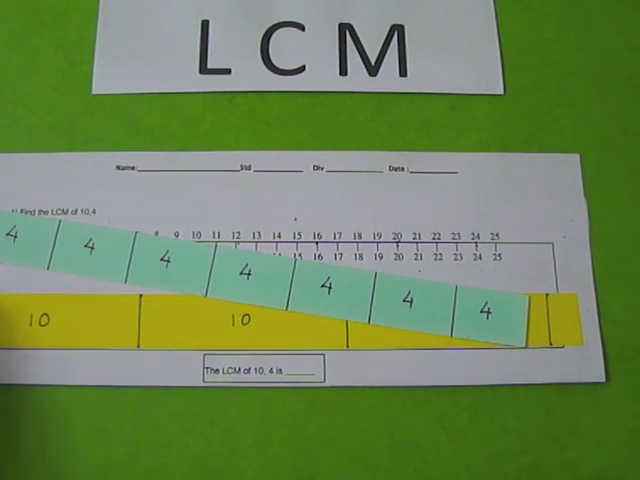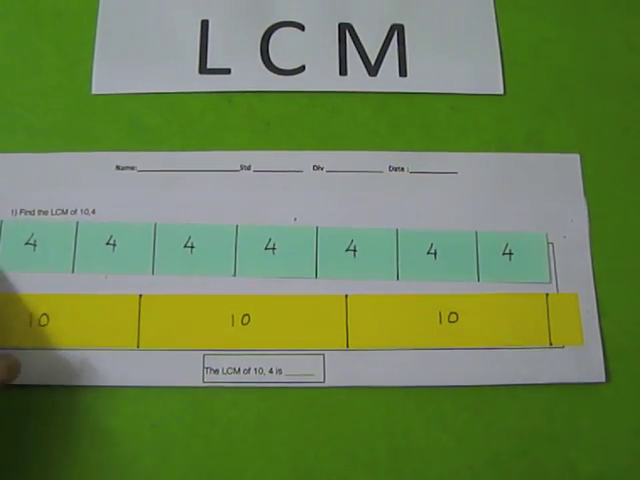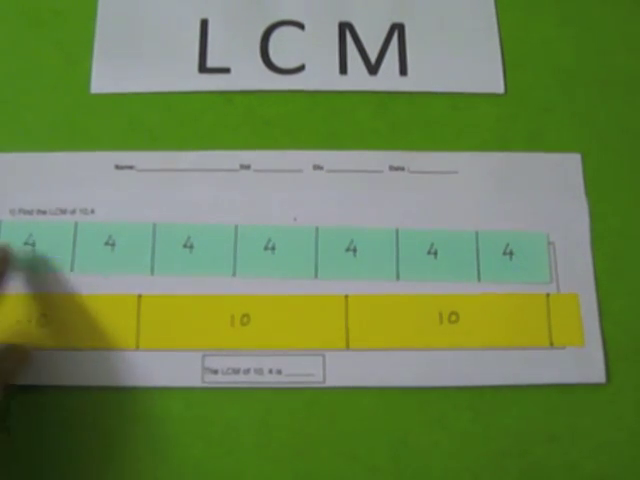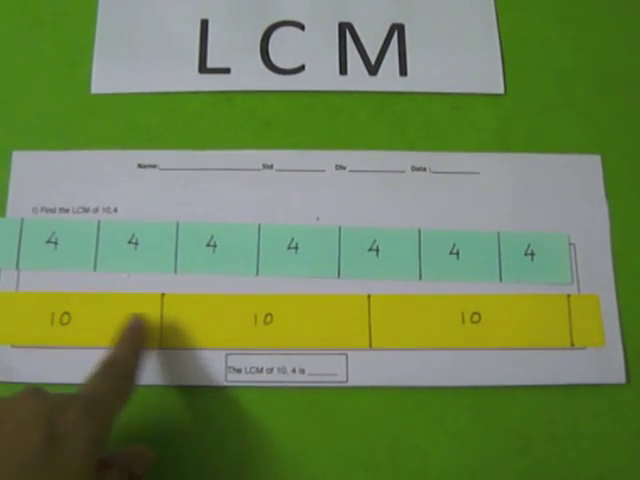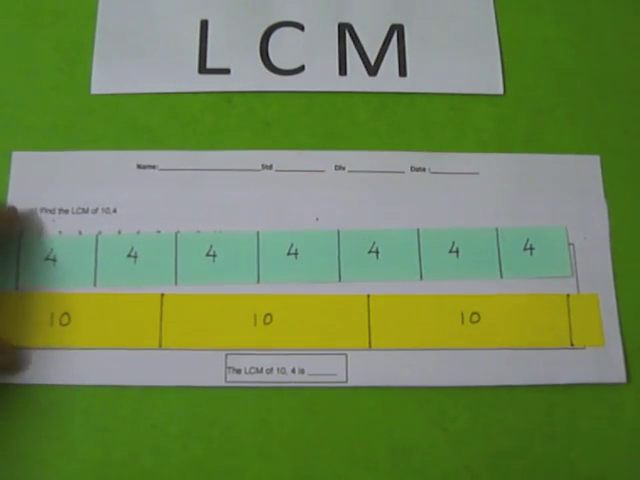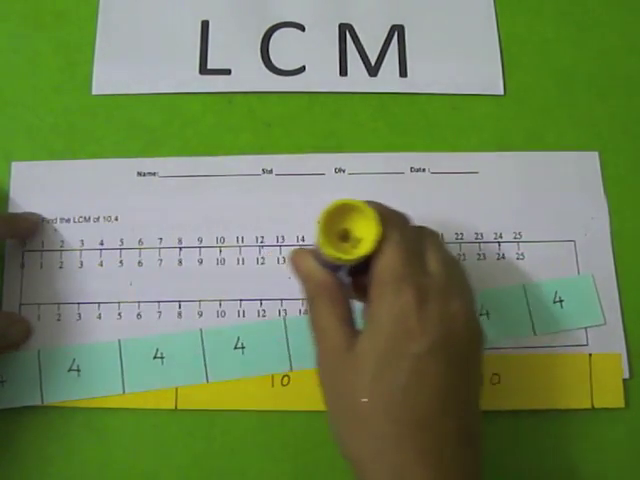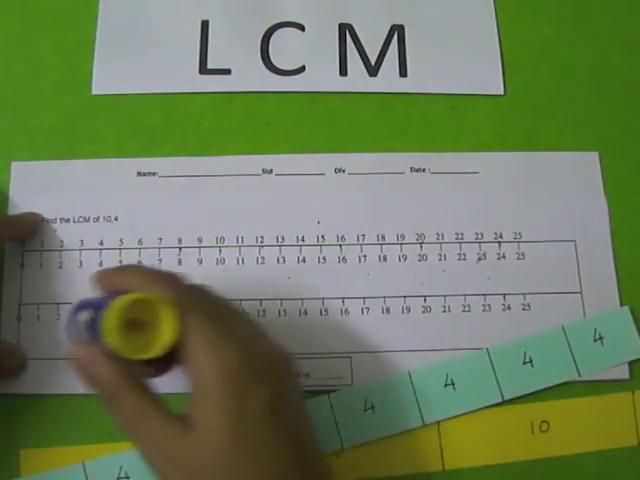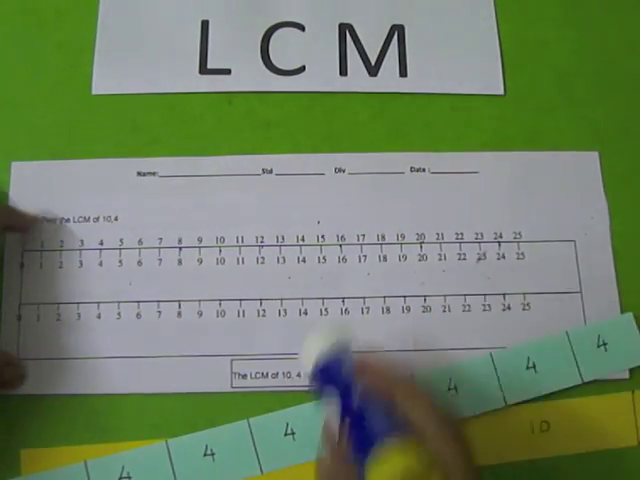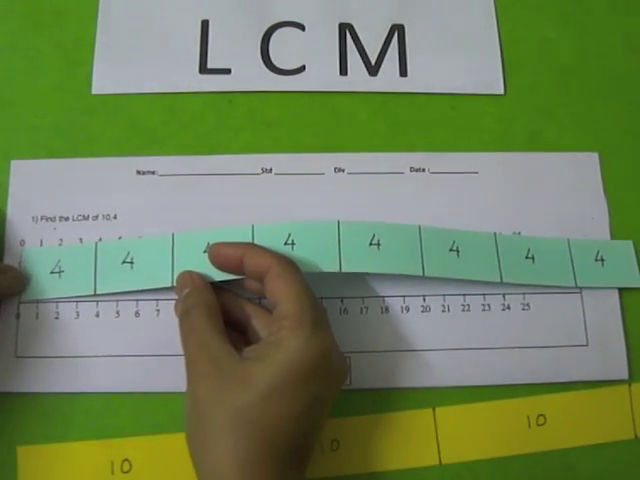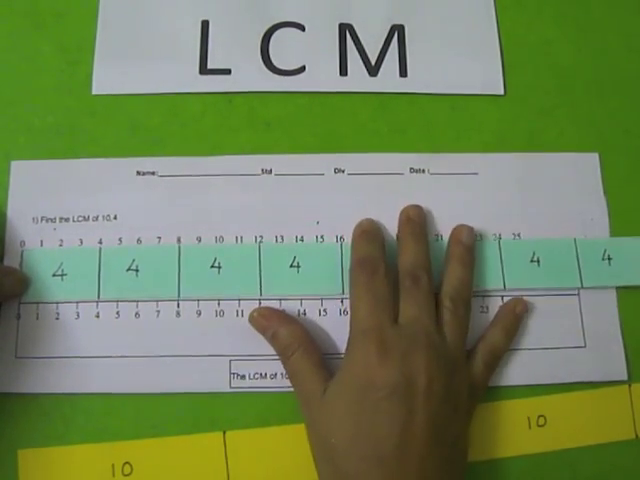When your strips are ready, mark out the numbers on each piece. Now these are the multiples of 4 and these are the multiples of 10. Paste these strips in the place given. Make sure that you align the left hand side correctly.